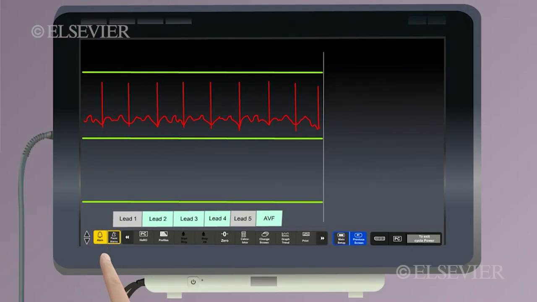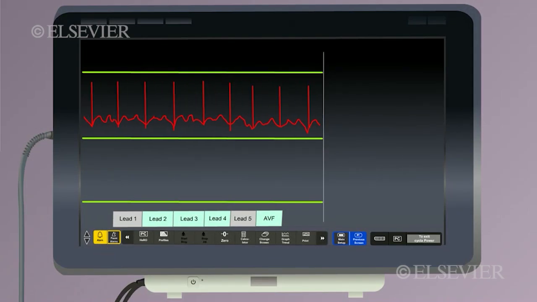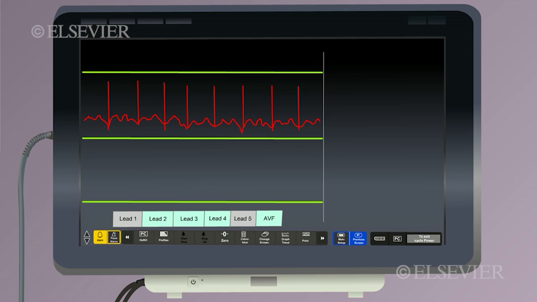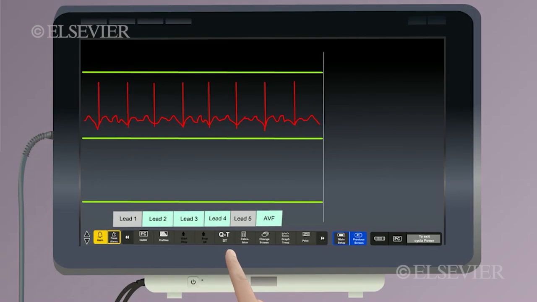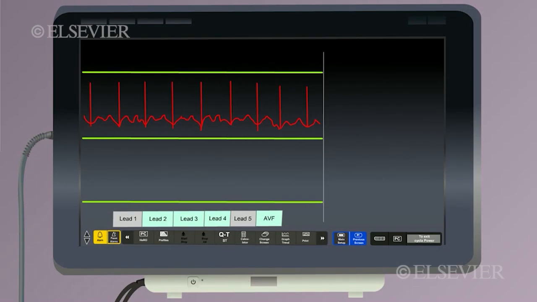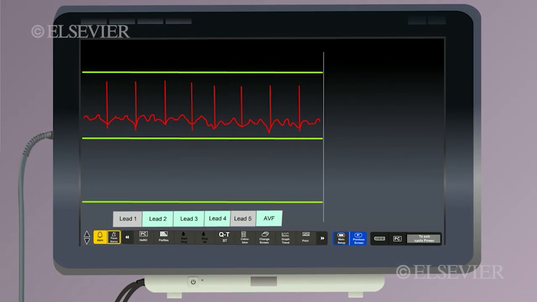Customize the alarms to meet the patient's needs. Adjust the upper and lower limits based on the patient's current clinical status and heart rate. Set the ST segment parameters and the QT interval monitoring if indicated and available.